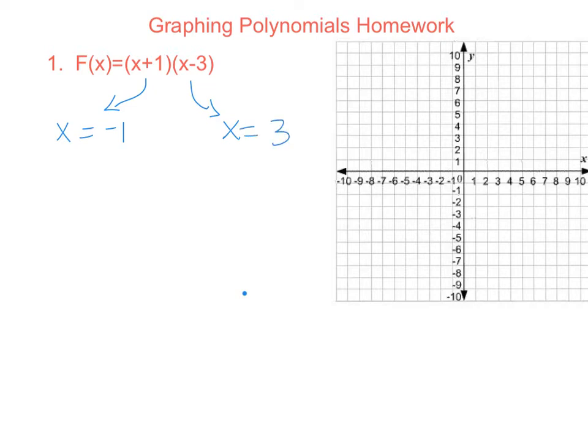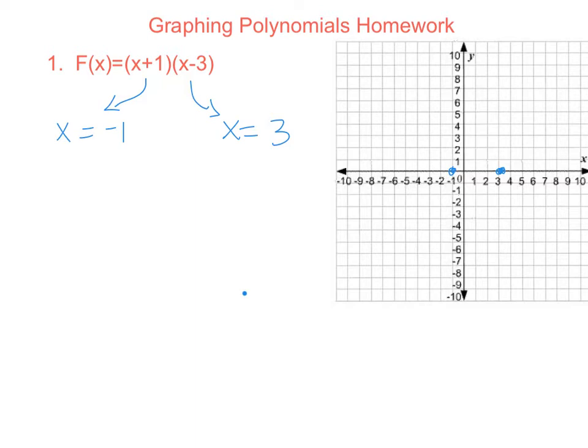Now we're going to go over to our graph, and we're going to find x equals negative 1 and put a dot there. Okay, and we're going to find x equals 3 and put a dot there. So those are the zeros of our function, where our function hits the x-axis.